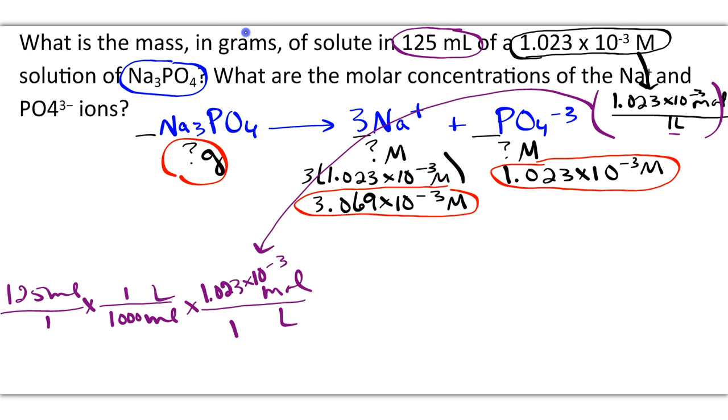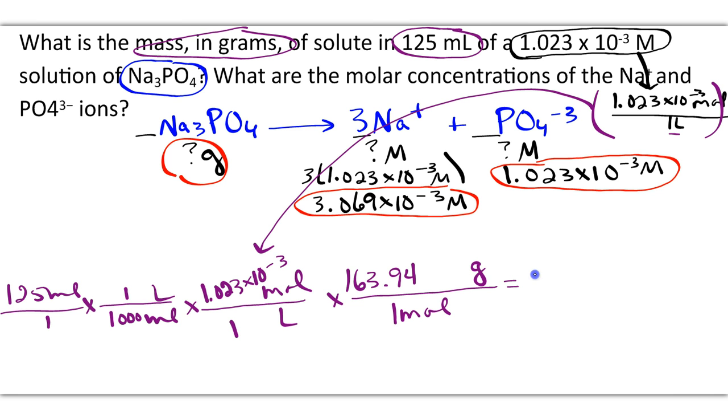We want to know our answer in grams, so we're going to go one more step, bring down moles, and go to grams of sodium phosphate. The molar mass of sodium phosphate is 163.94. And when we do this calculation, we get 0.0210 grams of sodium phosphate. And that is my final answer.